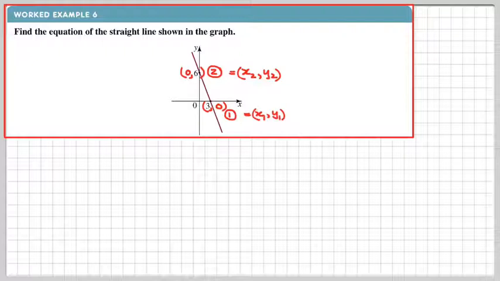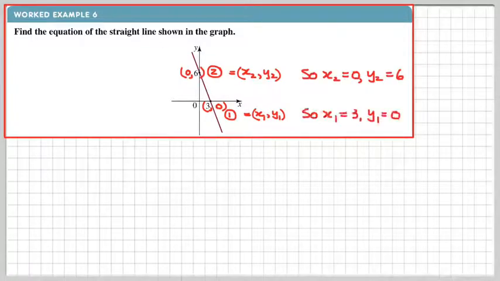So now, the next step is to assign values. x2 is 0, y2 is 6. Yeah? You get that? x1 is 3 and y1 is 0. Yes? Good. Now we can easily do this. No problem. We know that c is 6 because we've got the y-intercept anyway. Remember that? So all we've got to do is get the gradient, and we're laughing.